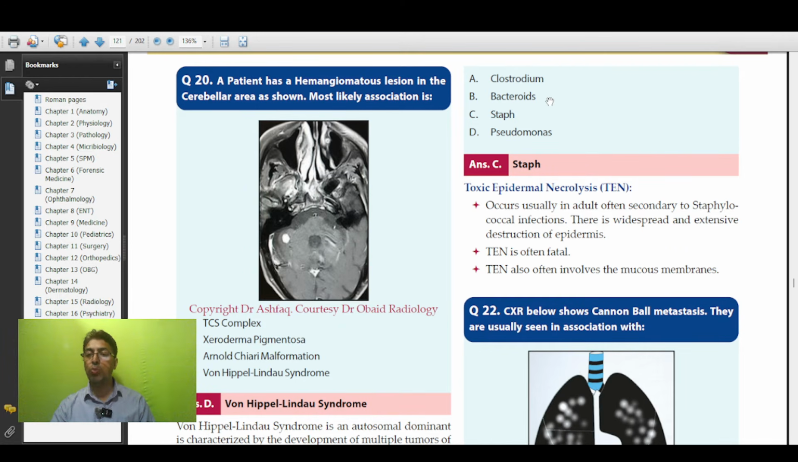Bacteroides are usually associated with infections of the gut. Once there's trauma to the gut, the bacteroides play a very important role. Clostridium species are implicated in causation of gas gangrene, botulism, and many other diseases. So this is an image-based question, a pretty simple question, and you have to remember this.